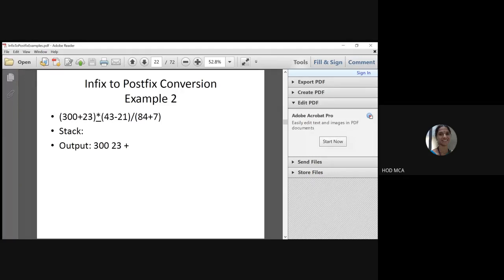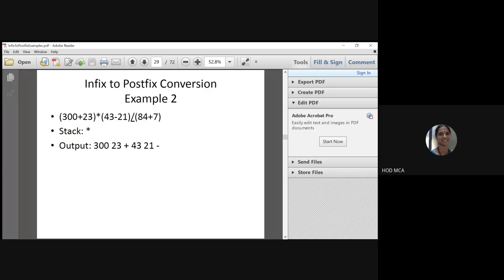Next is star. Star is an operator. Push it onto the stack. Next is open bracket. Again push it onto the stack. 43 will go to the output. Next is minus. Push it onto the stack. 21 will go to the output. Then you have a closing brace. When you have a closing brace, pop out everything until you encounter an opening brace. Both closing and opening will get dropped. So minus will get popped out. That opening also will get dropped. But you are not going to pop out star, because only until you encounter the opening parenthesis you can pop out. Not after that.